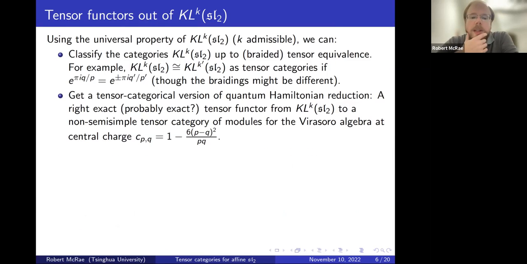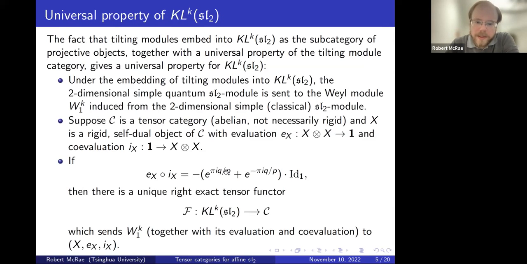So yeah, we also can get some sort of tensor categorical version of quantum Hamiltonian reduction, because it turns out that there's a non-semi-simple tensor category of modules for the Virasoro algebra at this central charge related to P and Q, which has objects that look like this object X with this kind of property.